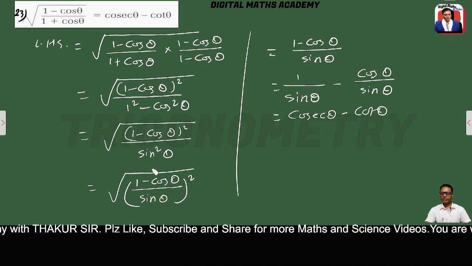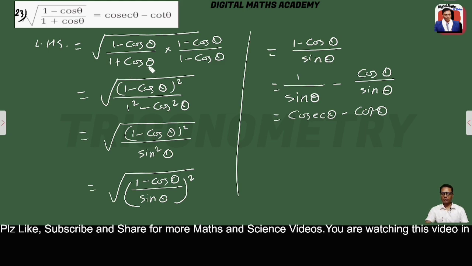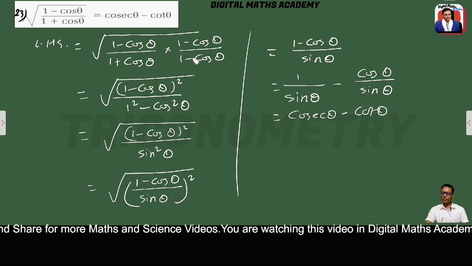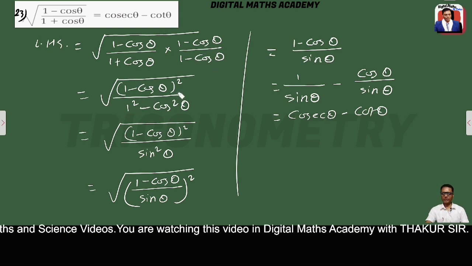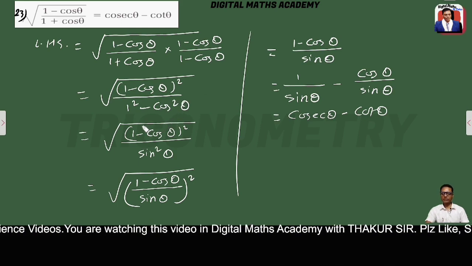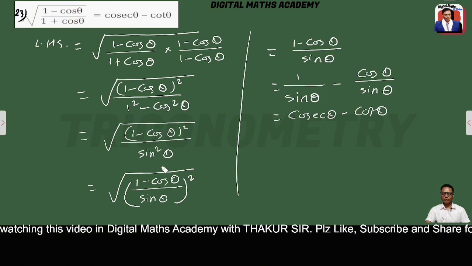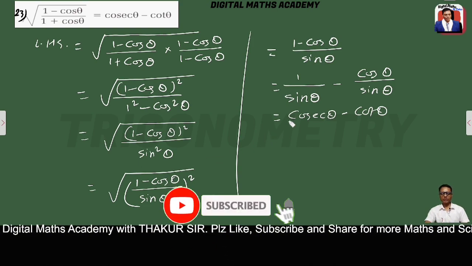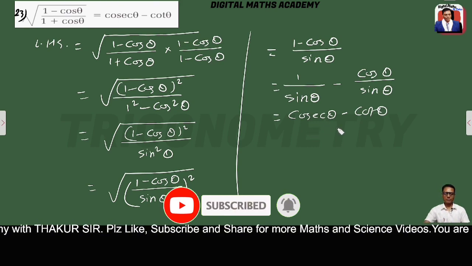In 23, we see 1 minus cos theta upon 1 plus cos theta at the left hand side, and there is a minus sign at the right hand side. So we multiply up and down by 1 minus cos theta. So we get 1 minus cos theta whole square at the numerator and 1 square minus cos square theta at the denominator. We simplify as we have done in identities number 21 and 22, and you can easily get the right hand side, that is cosec theta minus cot theta.